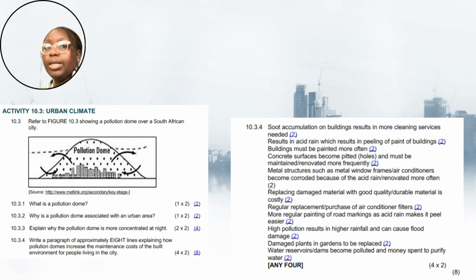We also need to replace the damaged materials with good stuff that is durable, which is costly. Replace air conditioner filters because now it's hotter. And then we also need regular painting of roads because of the acid rain. So just think acid rain, just think the pollution itself, what is it doing? There's damaged plants that we need to replace. Everything's replaced. Water reservoirs become polluted and we need to purify the water. So basically all those things are affected simultaneously.